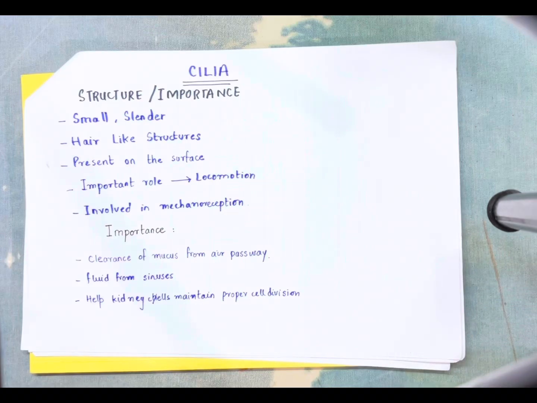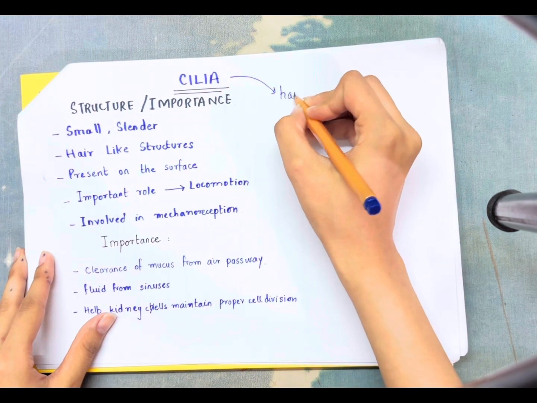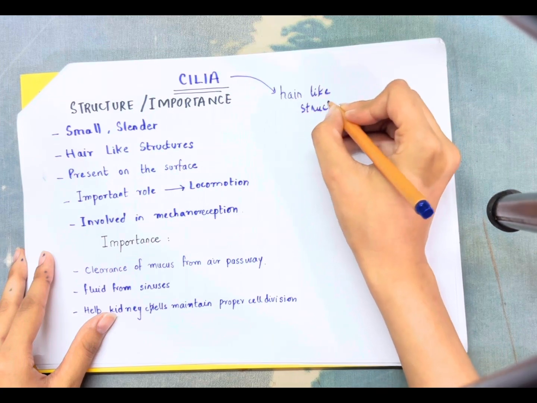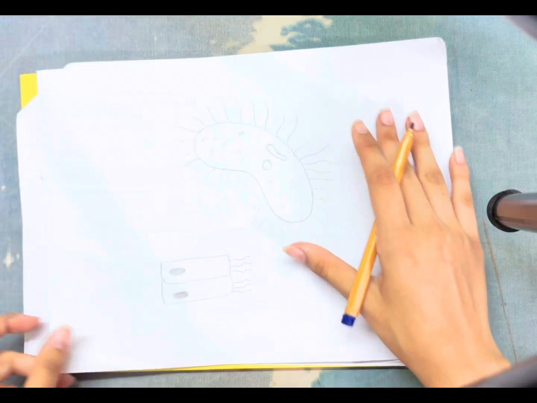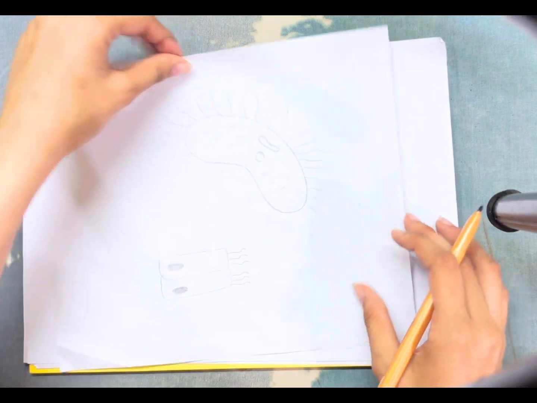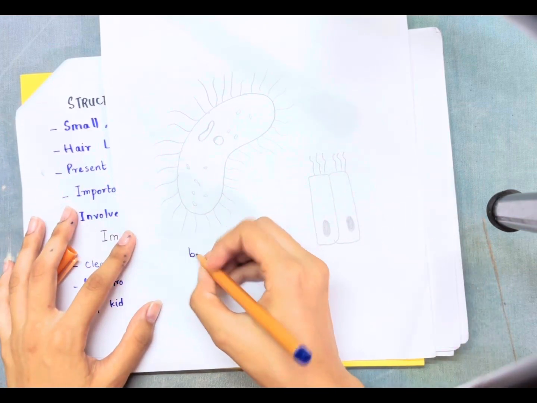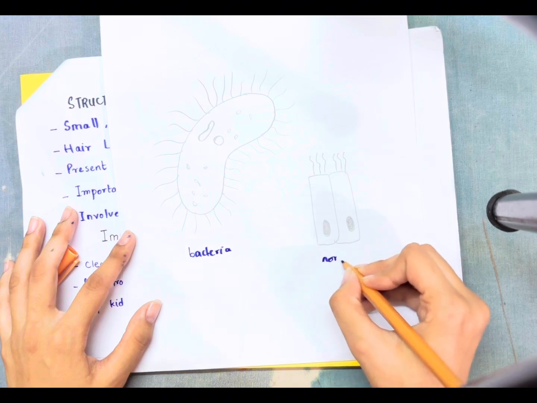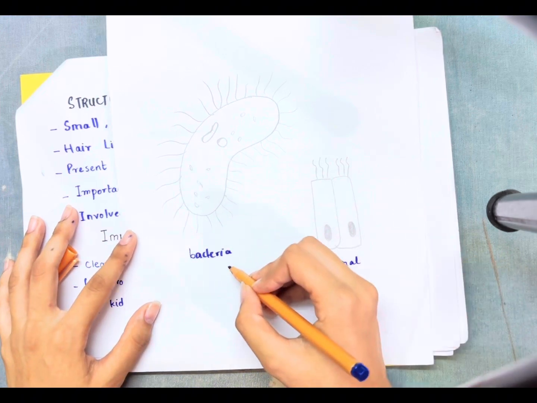Let's talk about the cilia first. When you say the term cilia, you need to understand that these are hair-like appendages or hair-like structures that are present on the outer surface. In order to understand it in a better way, have a look at this diagram. This is the diagram of a bacteria, and this is the diagram of a normal appendage-bearing cell. Let's have a look at the diagram of a bacteria first.